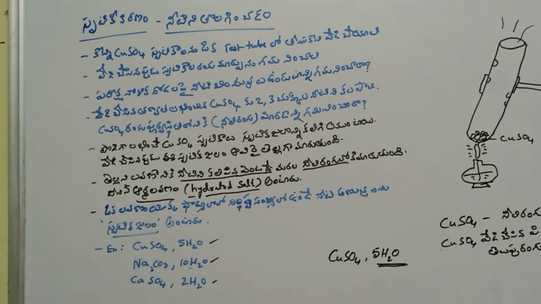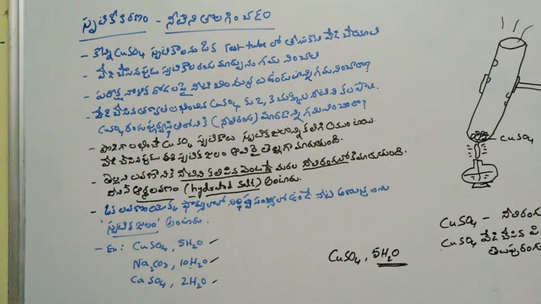So water of crystallization means a salt containing a limited number of water molecules in one form of the salt. 5 water molecules are present in copper sulfate, similarly sodium carbonate has 10 water molecules, and calcium sulfate has 2 water molecules.